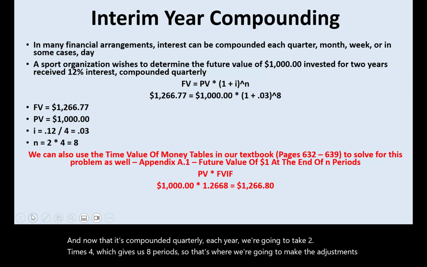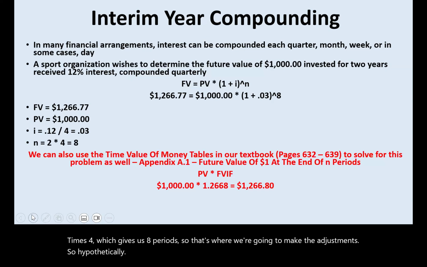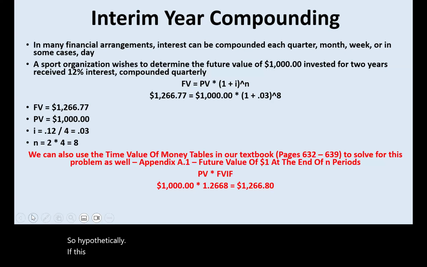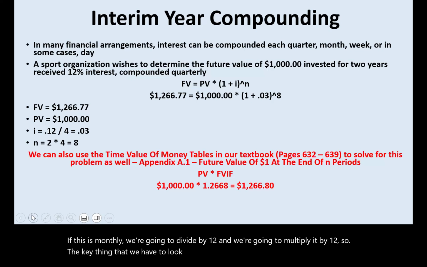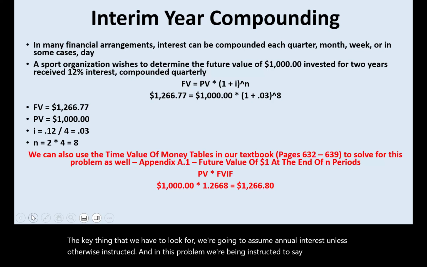So hypothetically, if this were semi-annually, we're going to divide by 2 and multiply by 2. If this is monthly, we're going to divide by 12 and multiply by 12. So the key thing that we have to look for is that we're going to assume annual interest unless otherwise instructed. And in this problem, we're being instructed that it's compounded quarterly.